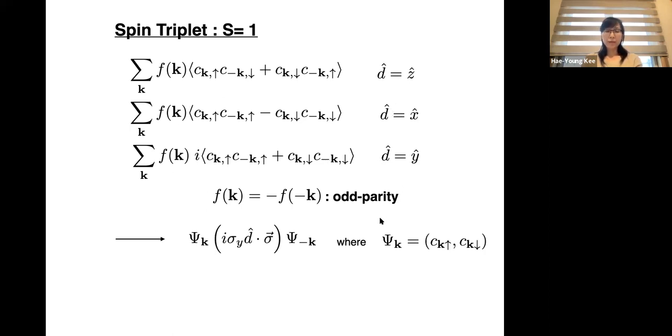So instead of writing these 3 component vectors, each component, we often use this d vector to represent the different pairing states. And in this notation, I didn't include f(k), like odd parity, like sine kx or sine ky, things like that. If you include f(k) together with the d hat here, that is the d vector containing the momentum dependence. Okay, so this is what we use most often to represent the triplet superconductors.